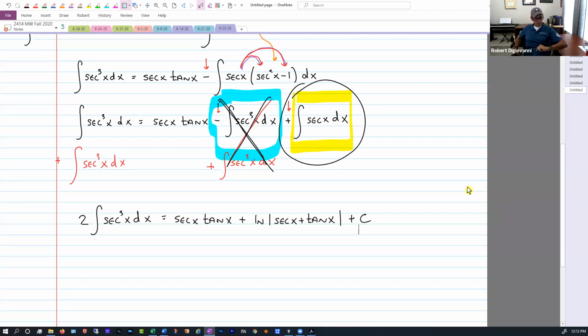What do we do? Divide both sides by 2. Okay, so get rid of the 2. I'm just going to put a 1/2 in front of that, 1/2 in front of that. And that's our answer. That's a little tricky, huh?